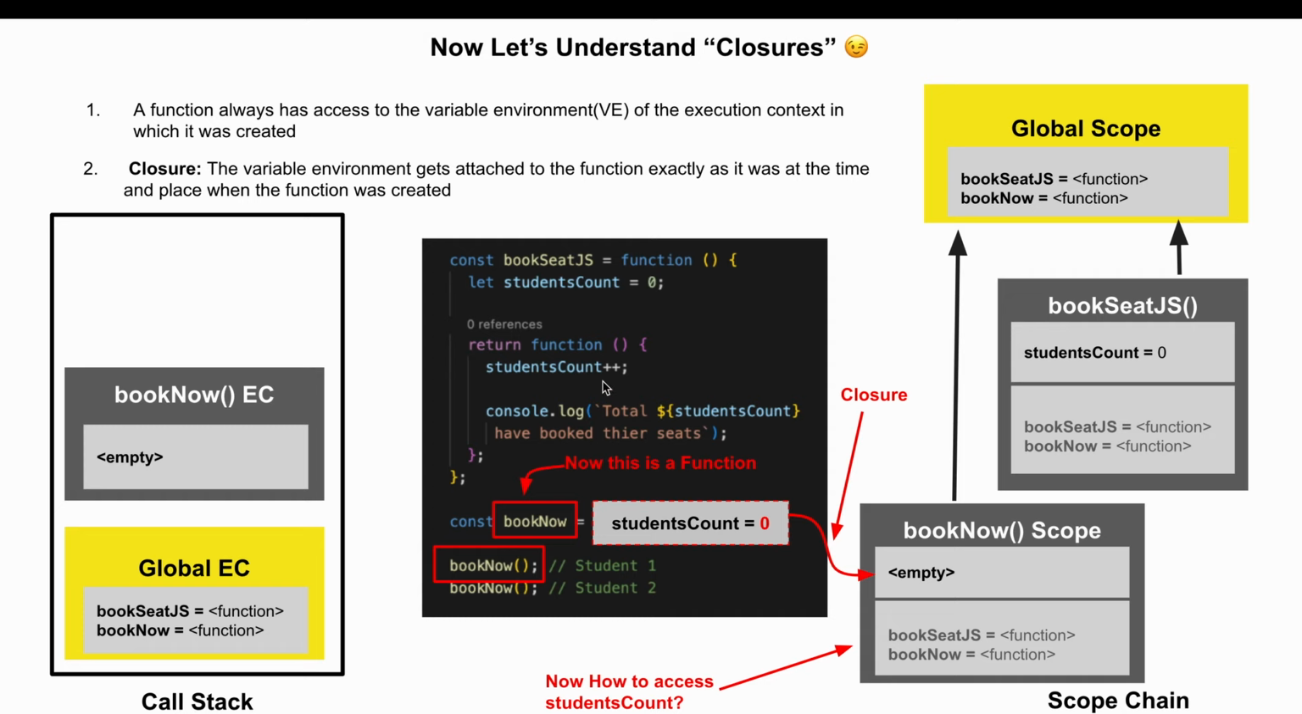Because normally what happens, if you have written a variable in the parent scope and you try to access it in the child scope, then the scope chain starts working, right?